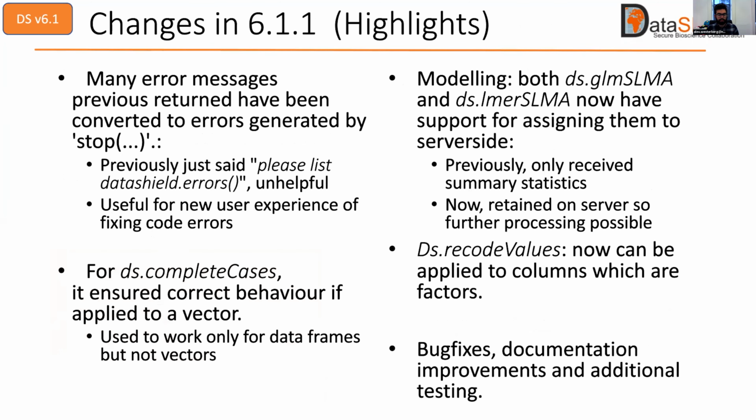Now I'll just be really speedy so I don't leave Stuart with too little time. Additional things in 6.1.1, so that's the most recent smaller patch. We've improved the DataSHIELD error messaging. So we've got new stop functions included in many functions so that it will actually tell you something about why it suddenly stopped working. Hopefully good for the user experience.